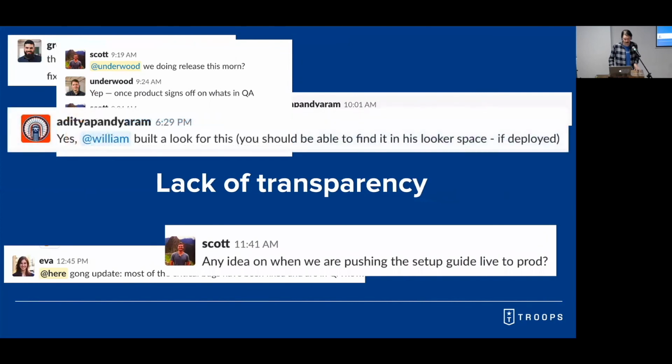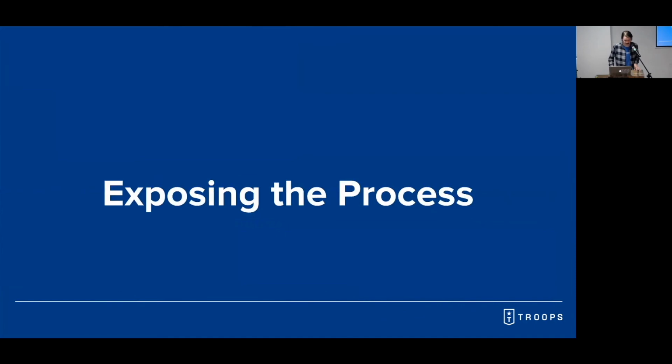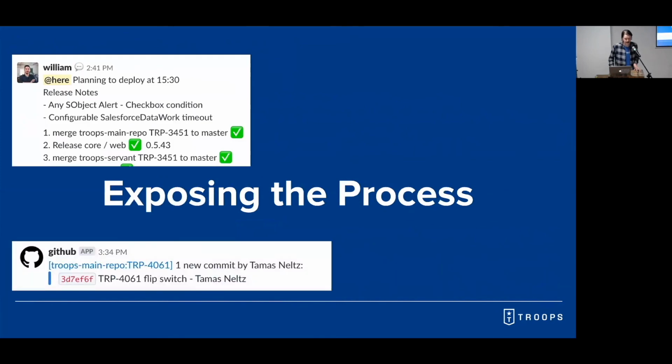So where do we start? We started by exposing the process. So we added stronger process. We started using a standardized Slack message as a single system of record and exposure. We combined this with webhooks from some of these tools. So webhooks give us a little bit better transparency as to what's happening in those systems and when.